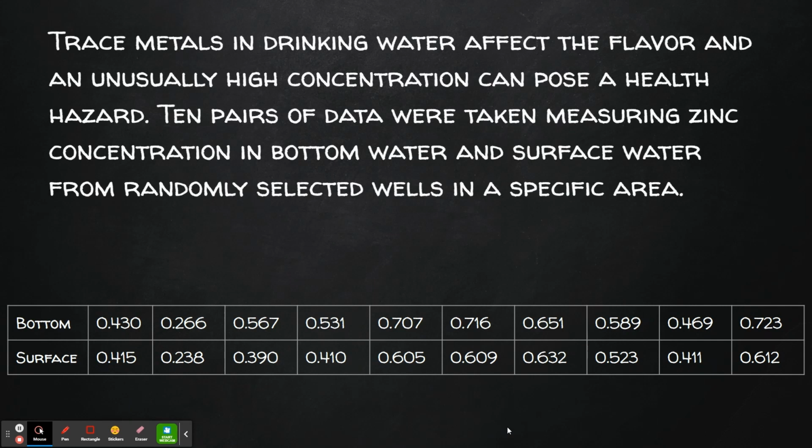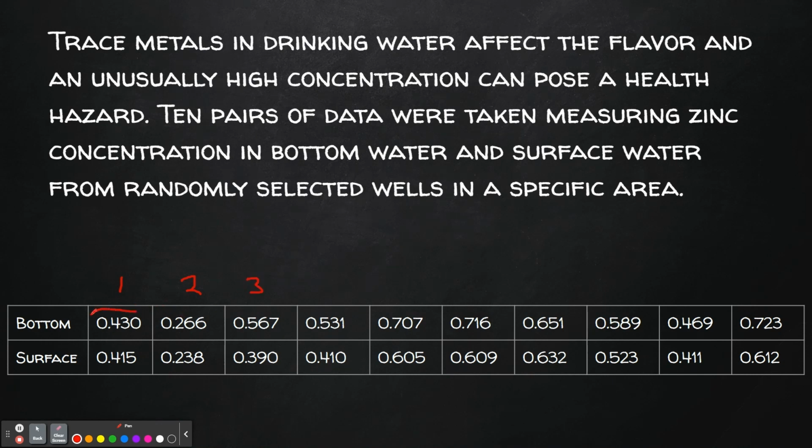Trace metals in drinking water affect the flavor and in an unusually high concentration can pose a health hazard. 10 pairs of data were taken measuring zinc concentration in bottom water and surface water from randomly selected wells in a specific area. And here in this table at the bottom, we have the data from those wells. So this is well 1, 2, 3, and so forth.